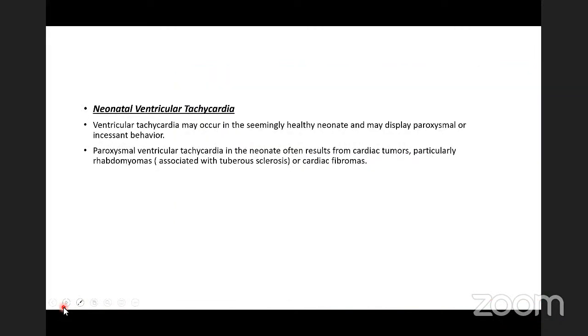So neonatal ventricular tachycardia is not that common in the younger population, in neonates. And when it occurs, usually they are paroxysmal or they can be incessant in behavior. Many times ventricular tachycardias are associated with cardiac tumors, especially rhabdomyomas and cardiac fibromas. So when you are seeing ventricular tachycardia in neonates, you should get an echo done, and usually the prognosis is good for those patients.